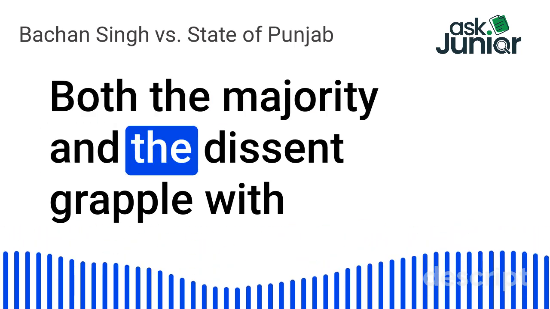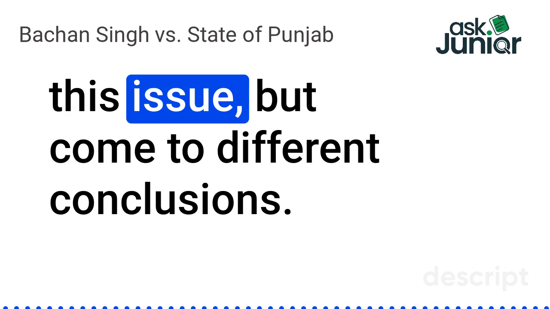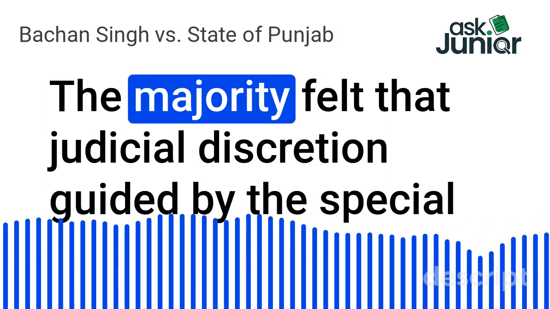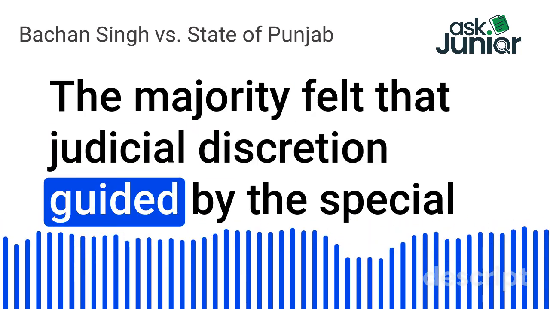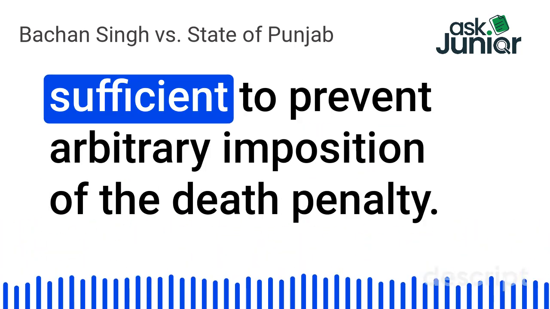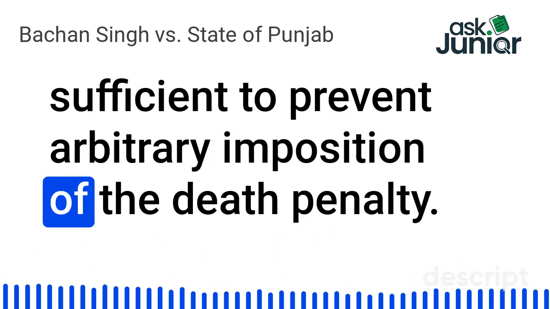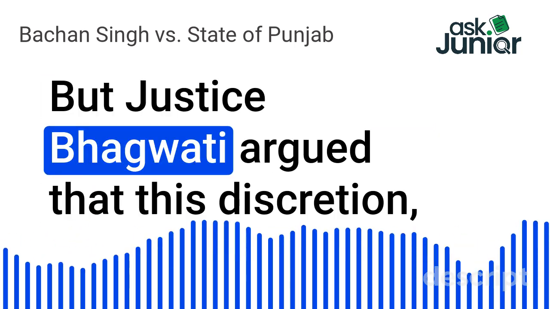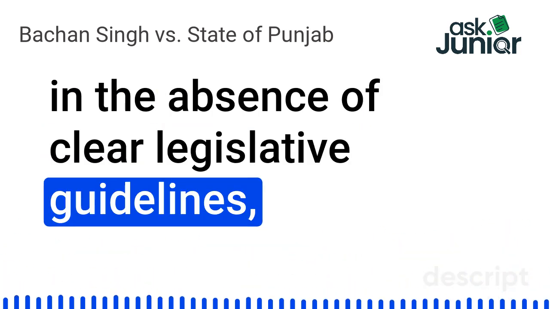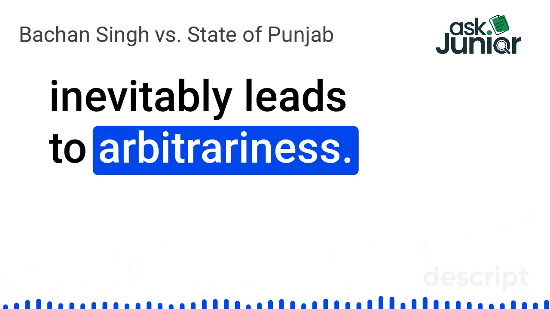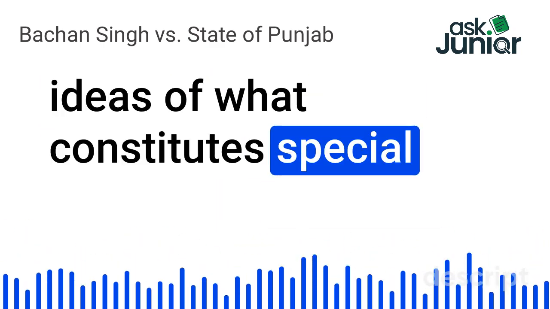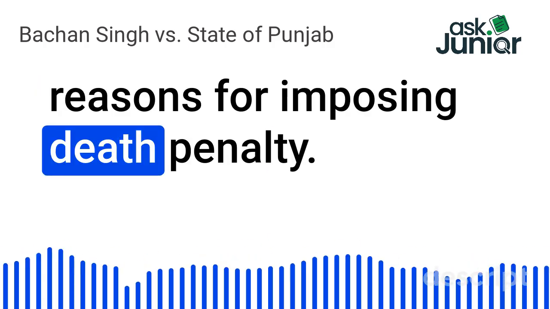Both the majority and the dissent grapple with this issue, but come to different conclusions. Yes, it's a crucial point. The majority felt that judicial discretion, guided by the special reasons requirement and the rarest of rare doctrine, was sufficient to prevent arbitrary imposition of the death penalty. But Justice Bhagwati argued that this discretion, in the absence of clear legislative guidelines, inevitably leads to arbitrariness. He pointed out that different judges might have different ideas of what constitutes special reasons for imposing death penalty.